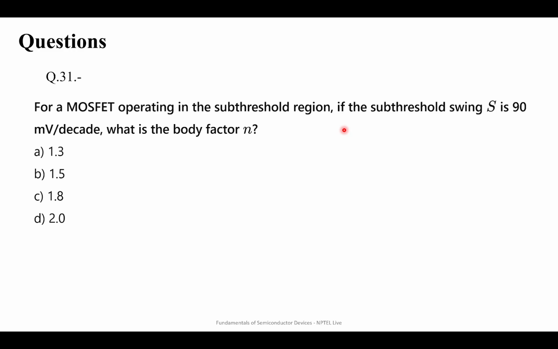For a MOSFET operating in the subthreshold region, if the subthreshold swing S is 90 millivolt per decade, what is the body factor N? Which is, subthreshold swing factor or body factor N? 1.3, 1.5, 1.8, 2.0.